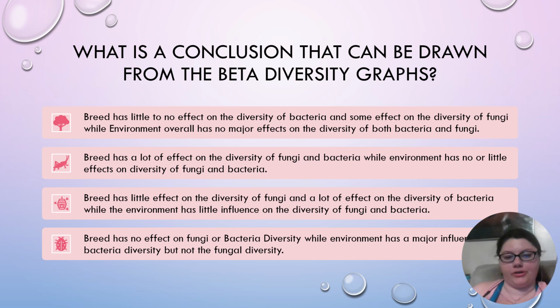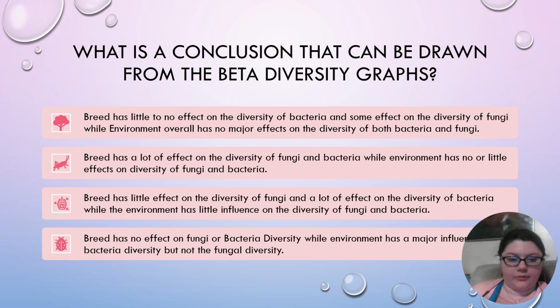So what is a conclusion that can be drawn from the beta diversity graphs? Okay, so for that one, you have either A, breed has little to no effect on the diversity of bacteria. Is that true? Yes, that's true. If you look at the beta diversity graphs, the one for bacteria had a lot of interconnecting circles and hardly any outliers. So the diversity was actually fairly low.